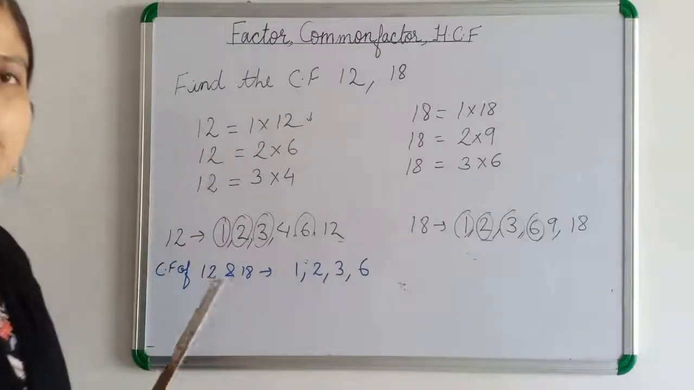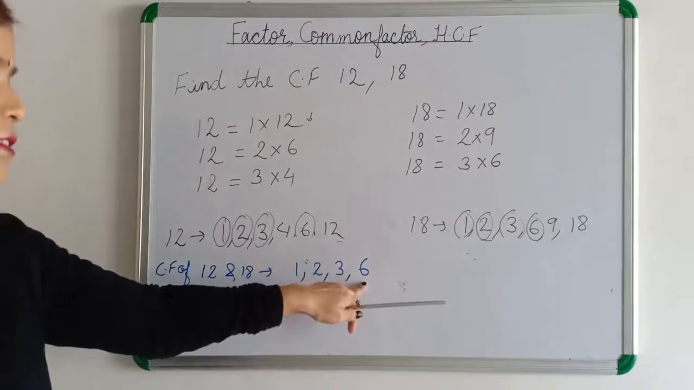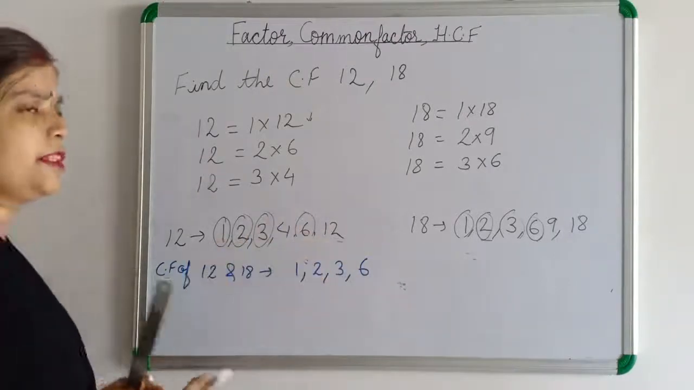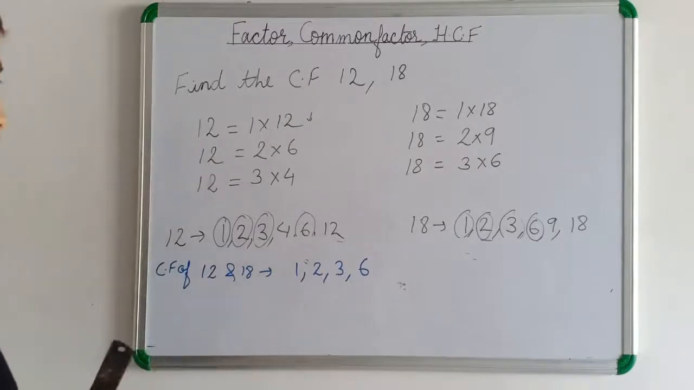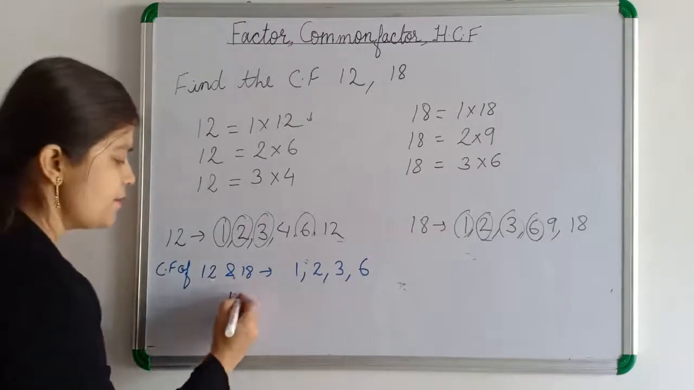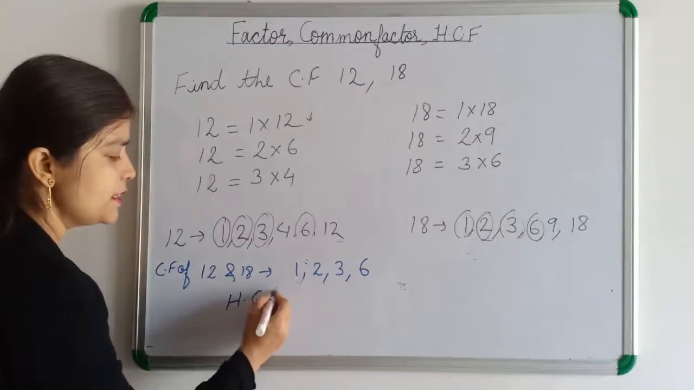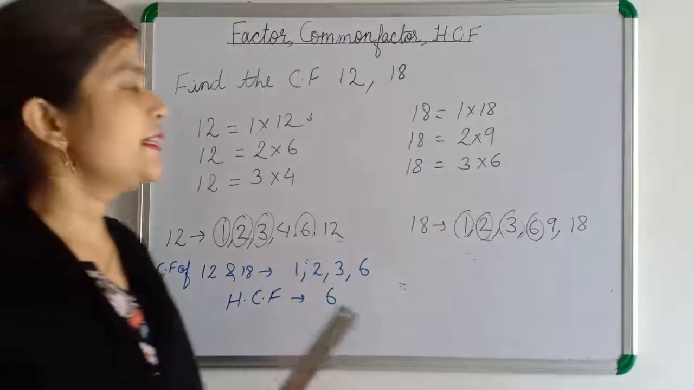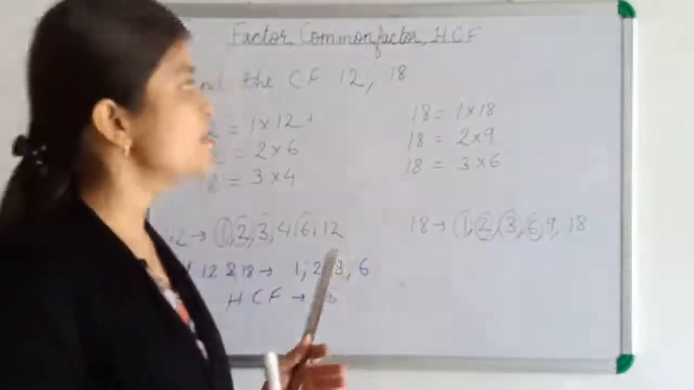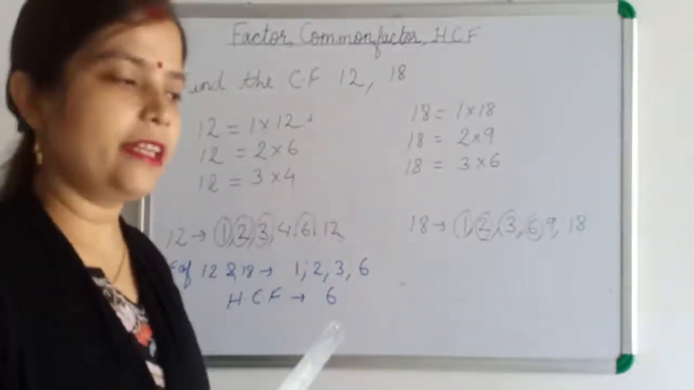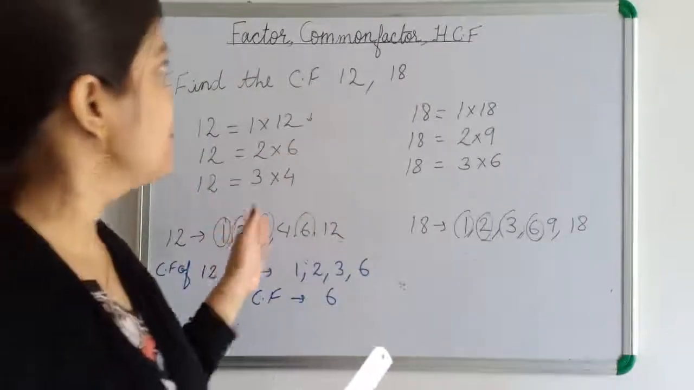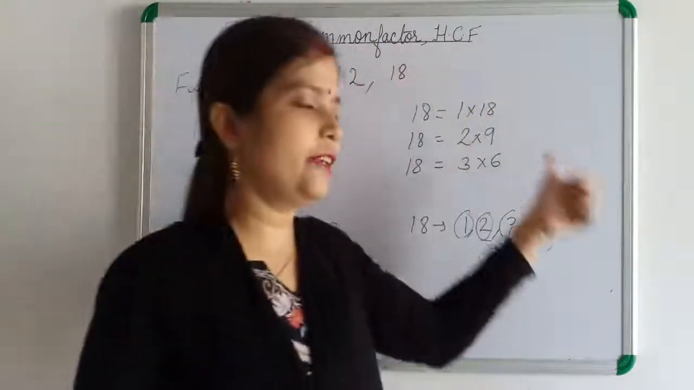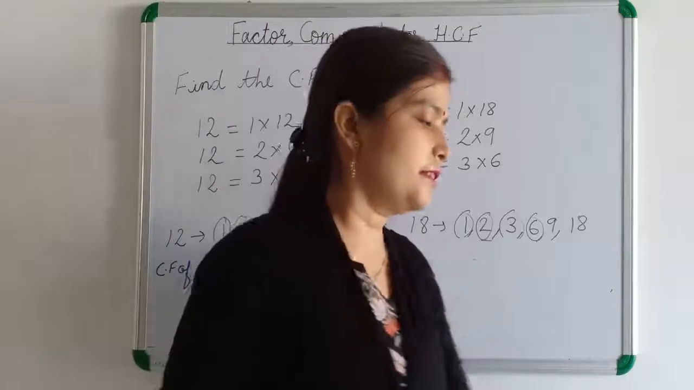This is the highest common factor, which when we divide both numbers, leaves 0 as a remainder. So HCF of both the numbers, what can we write? 6. So like that you can practice more questions like this. So you understood today how to find the factors, how to find the common factors, and how to find the highest common factor.